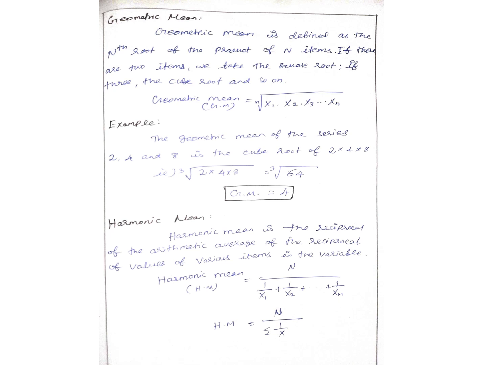Then the harmonic mean. It is the reciprocal of the arithmetic average of the reciprocals of the values of various items in the variable. The reciprocal of a number is the value obtained by dividing 1 by the value. For example, the reciprocal of 7 is 1 by 7, of 9 is 1 by 9, of 8 is 1 by 8.